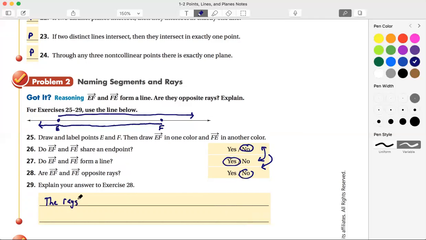The rays point in opposite directions, but they do not share an endpoint.